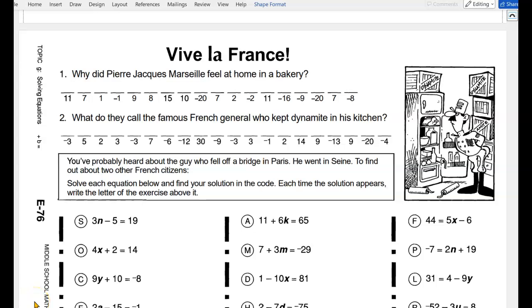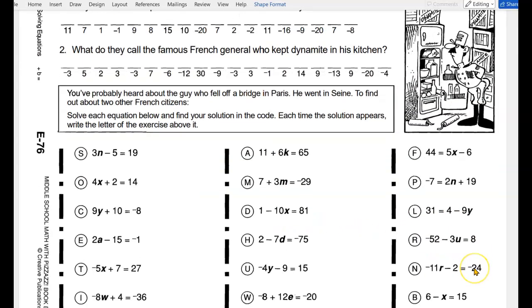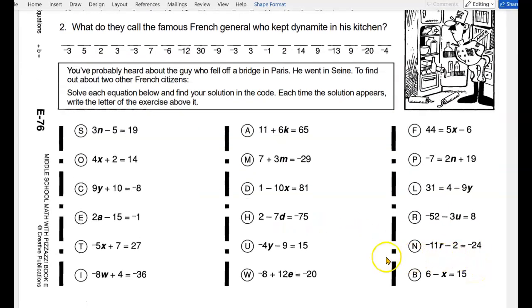All right, we are solving two-step equations. I don't see any equations where we will be needing to multiply because we're dividing. Looks like we're going to be dividing because we're multiplying.